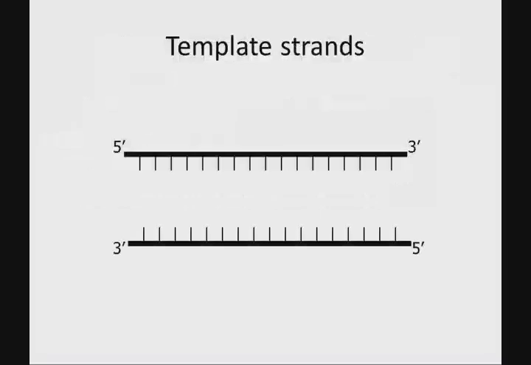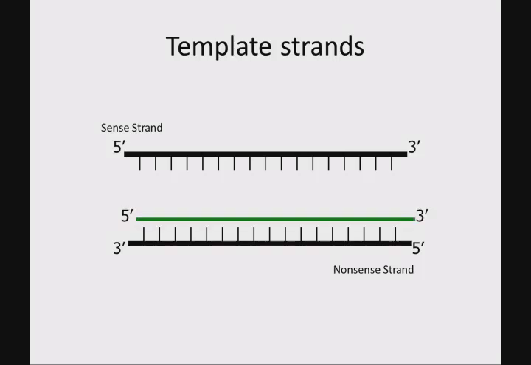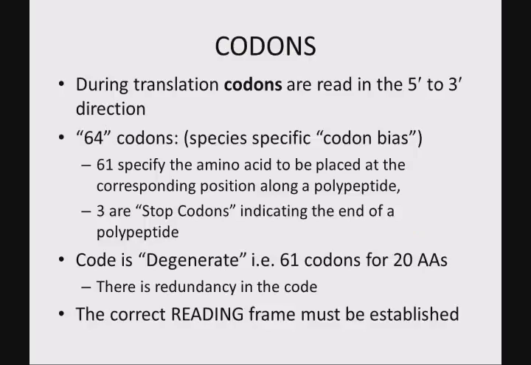So again, if we have our double-stranded DNA and I pull it apart, the sense strand is going to be the top strand, 5' to 3'. In this case, the bottom strand is the nonsense strand. But it's the nonsense strand that I'm going to use as a template to build an exact copy of the sense strand, and that in essence is going to be my mRNA that is going to go out to make my protein. All right. So codons are read 5' to 3'.